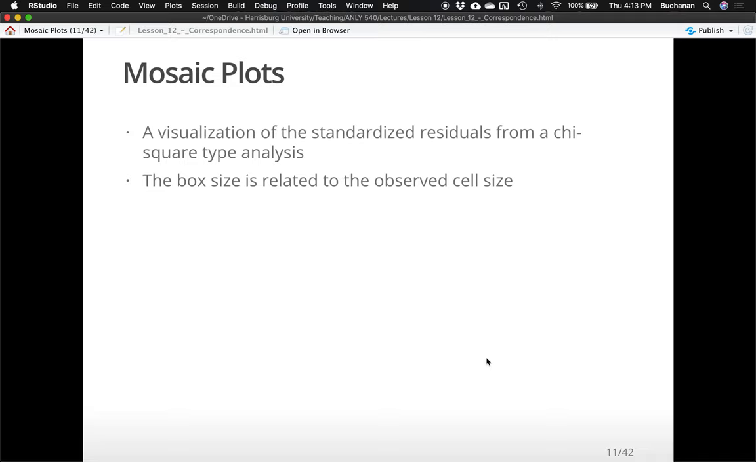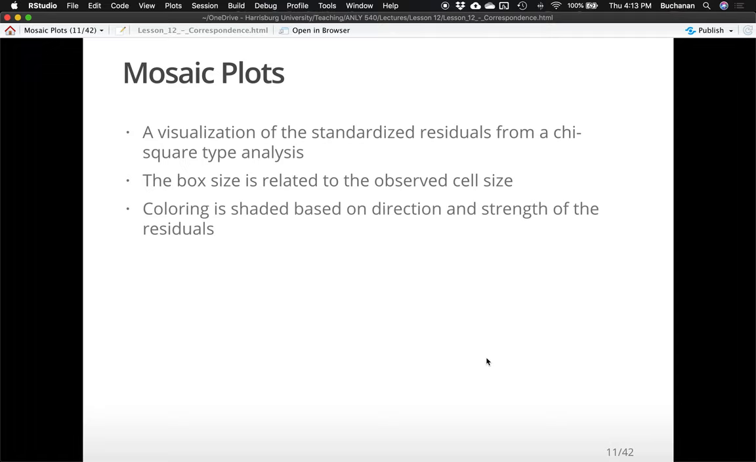So the spoken and fiction will be quite large for black, because the observed values are large in relation to the other colors. The coloring on the plot is shaded based on the direction of the residuals, so higher is one color and lower is another, and their strength. So more fully shaded means a stronger residual, or a larger residual, rather.